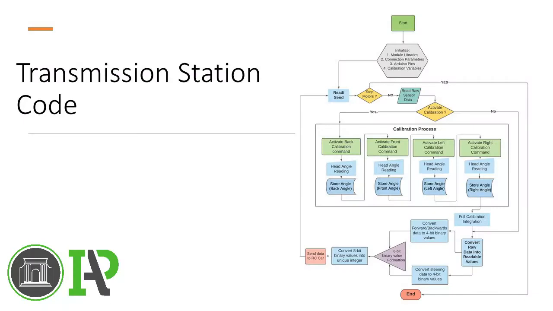The transmission station code starts by initializing module libraries, parameters, and pins used on the Arduino board. The accelerometer reads the movement gathered. While the stop button is not pressed, the Arduino will keep recording the raw sensor data and process it. The user has the choice to calibrate the system or not. If calibration is activated, it will start by calibrating the back limits, reading the angle of the head, and store it in a variable.